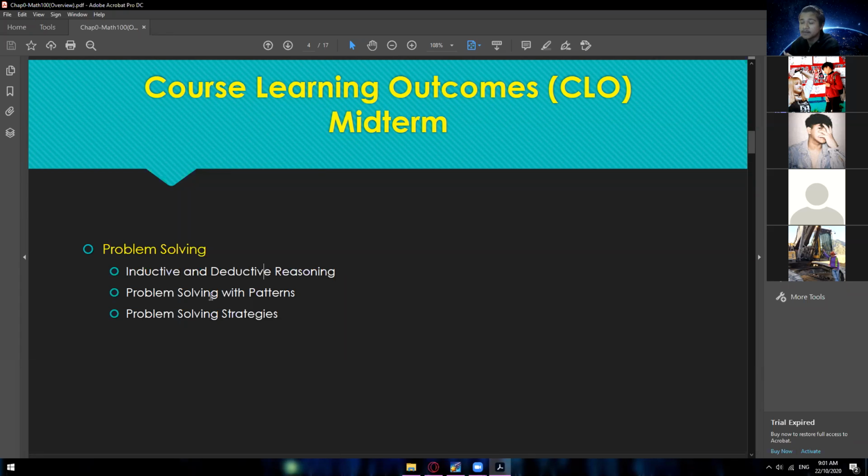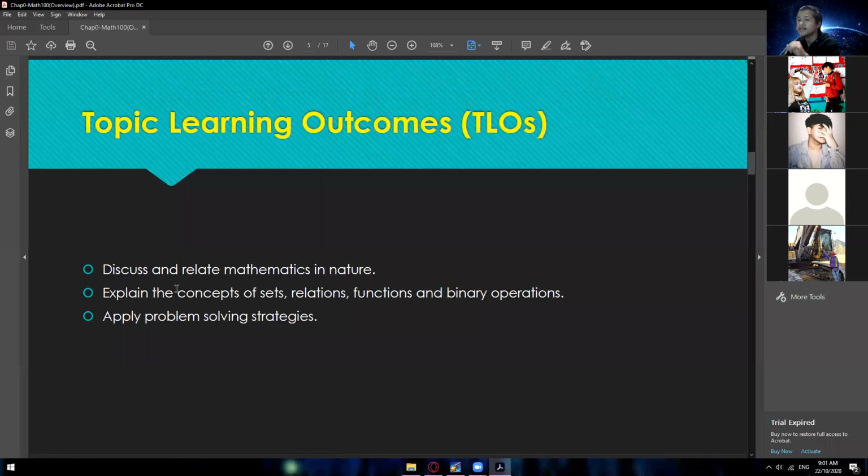Though, meron kami ibang napahapyawan dito. So, hindi ko pa sure kung matatapos natin to. Pag natapos natin to, then kasama to sa midterms nyo. Okay? And then, topic learning outcomes of our midterm. So, in this one, you'll discuss and relate mathematics signature, explain the concepts of sets, relations, functions, and binary operations. And lastly, apply problem-solving strategies.